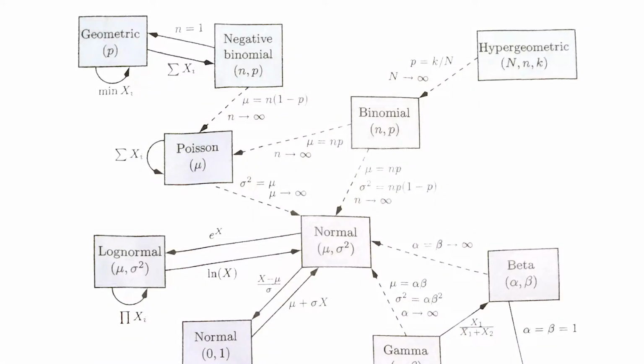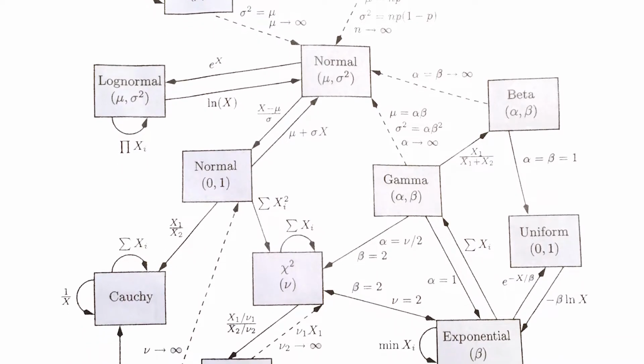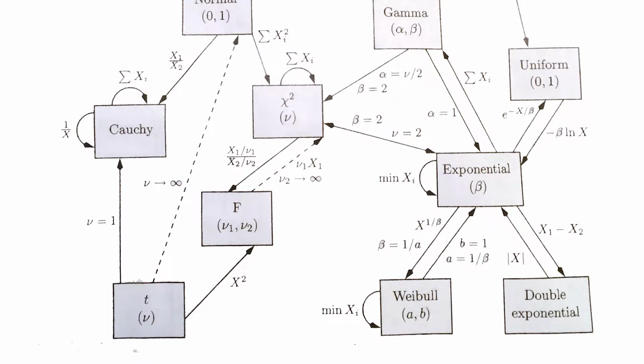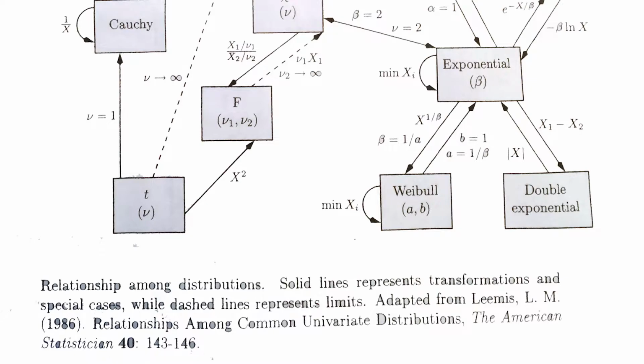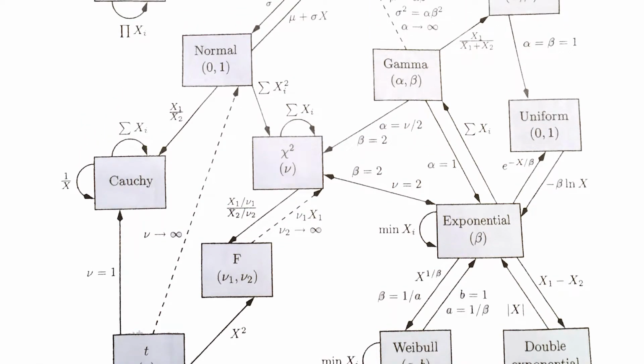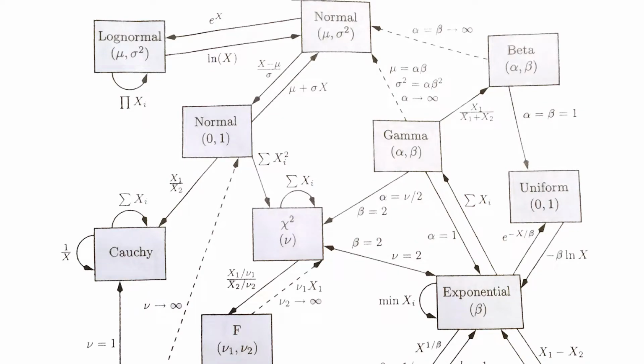This is my all-time favorite table. I have it on a t-shirt. It was originally written down by a guy named Lemus, and this appeared in someone else's book, so in the title on the bottom, it says adapted from Lemus. And I just think it's cool. They're all related. And you don't need this for this course. It's just kind of interesting.